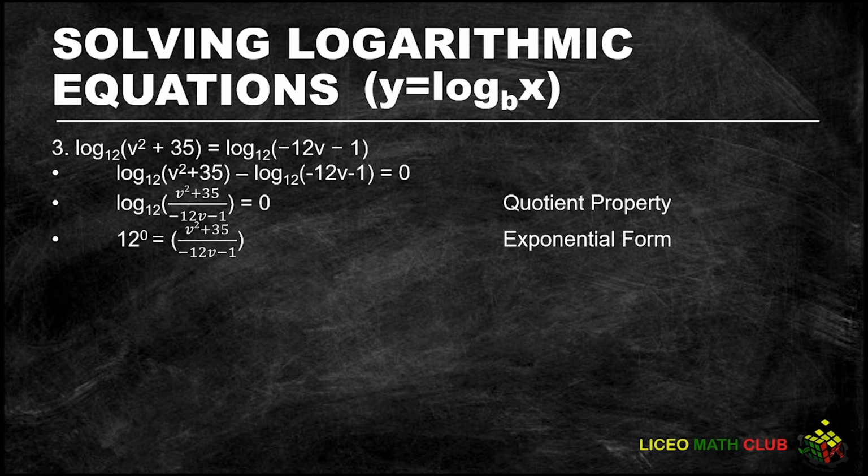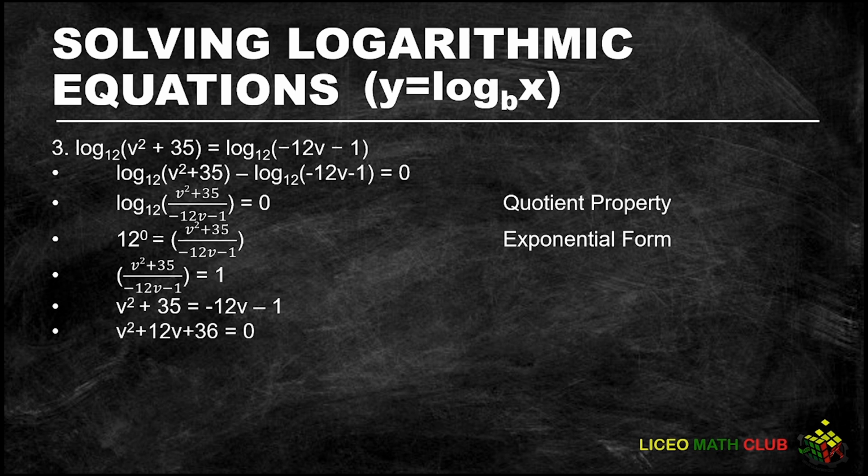Evaluating, it will result to v squared plus 35 over negative 12v minus 1 is equal to 1. Cross-multiplying the equation will result to v squared plus 35 is equal to negative 12v minus 1. Transposing the right-hand side into the left-hand side, we will have the quadratic equation v squared plus 12v plus 36 is equal to 0.